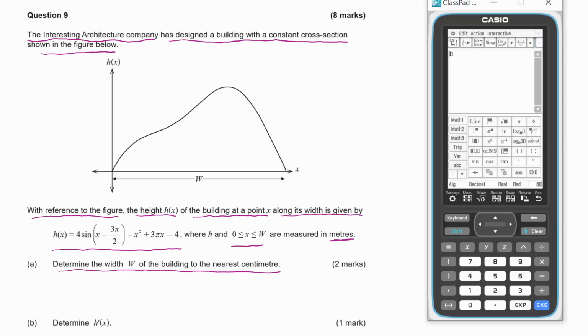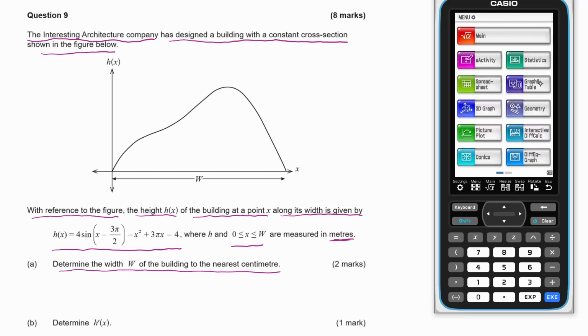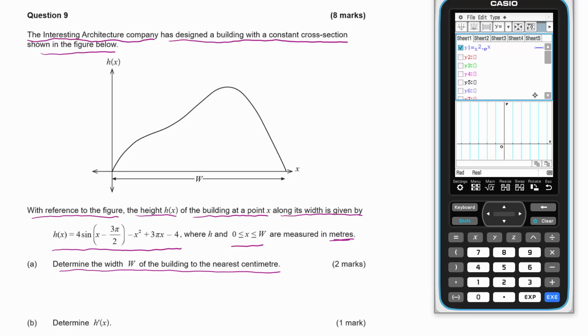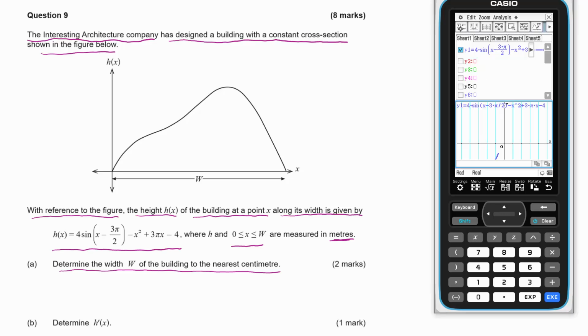So this is just going to be a CAS job. You could solve for h of x equals 0. Another way of doing it might be to go to graph and table. As you can see, I've now typed that function in, and then I'm just going to graph, and obviously it's not quite fitting at the moment.